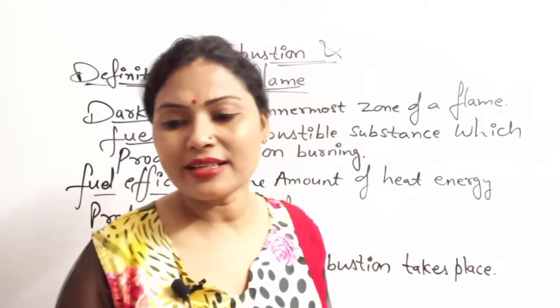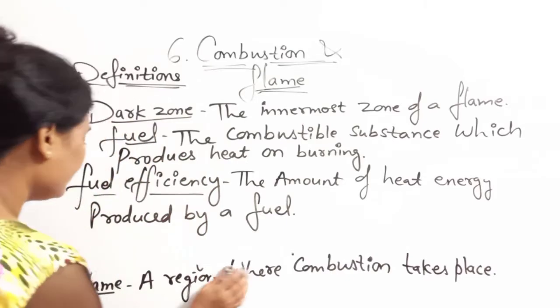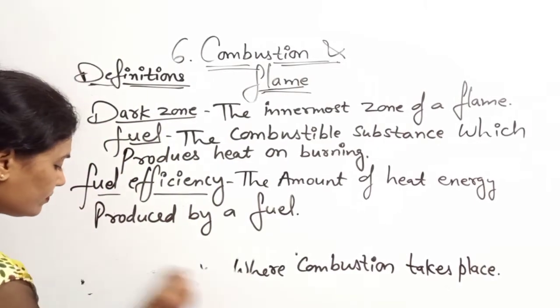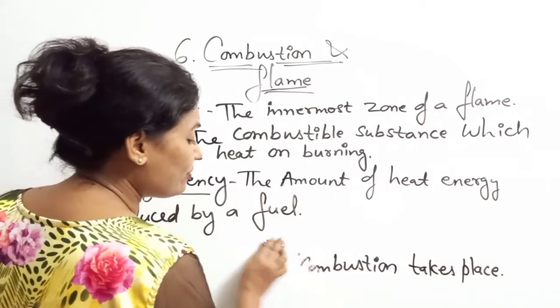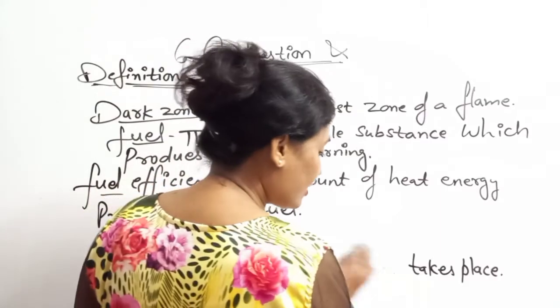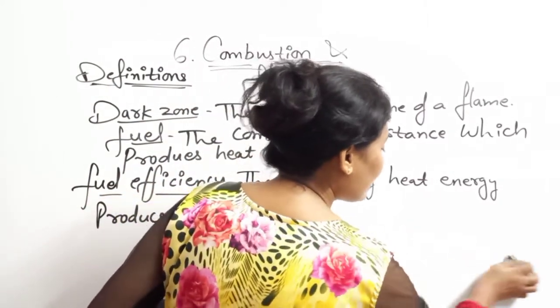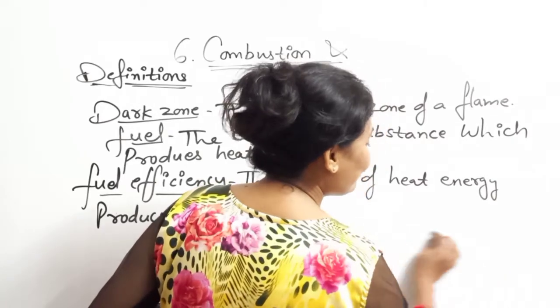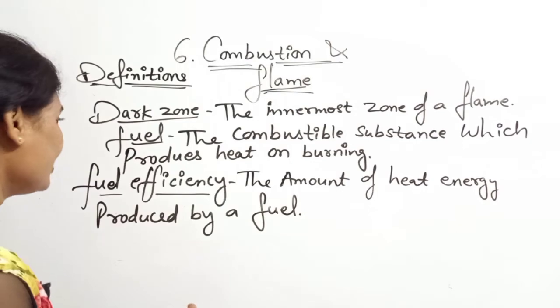Okay, so let us write ignition temperature. The minimum temperature, the lowest temperature at which the substance starts burning, and the substance should be combustible. If it is non-combustible, then it will not start burning. Okay, so you can write that ignition temperature.